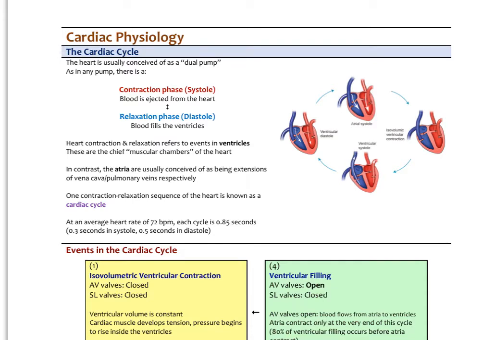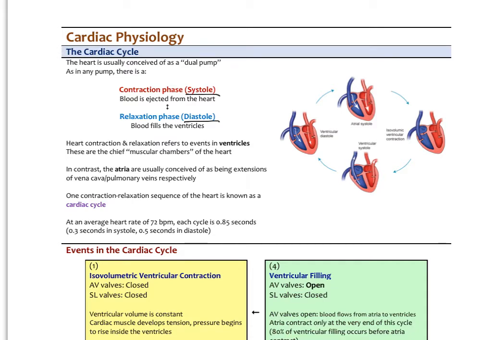And like with any pump, there's a contraction phase. Again, that's systole, and that's when the blood will be ejected from the heart. And this is really focusing on the events in the ventricles. So when we say systole, although our atria also undergo systole, we're really focused on the ventricles because that's where most of the muscle activity and the blood ejection is occurring from. And then diastole would be the relaxation phase, and that's when the blood will fill into the ventricles and refills and resets for the next cycle.